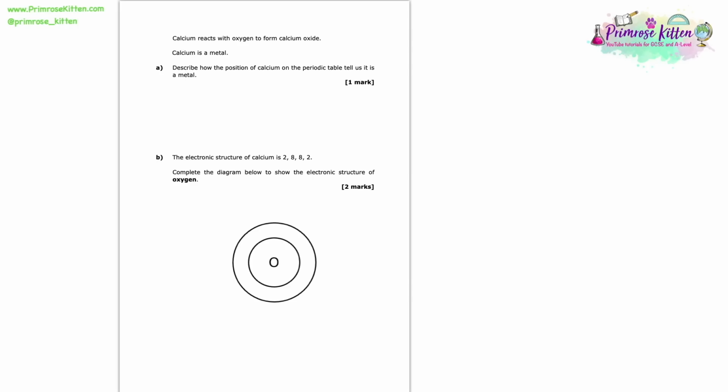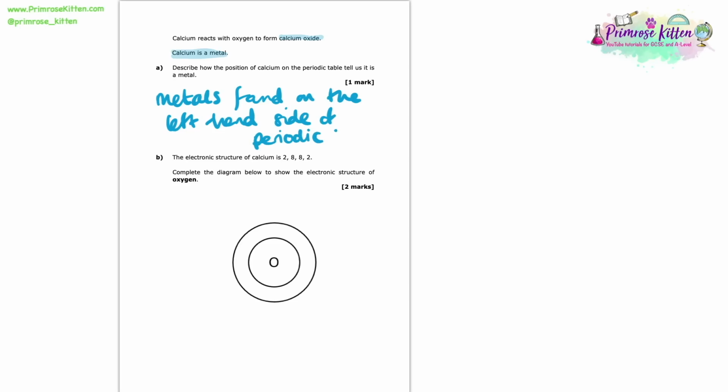Here we are told that calcium reacts with oxygen to form calcium oxide. We're told that calcium is a metal, and we're asked to describe how the position of calcium on the periodic table tells us that it is a metal. This is a little bit of knowledge that you're expected to know about the periodic table. We find metals over on the left-hand side of the periodic table, whereas the non-metals are found over on the right-hand side. If you look for calcium, which is in group 2, you can see that it is indeed on the left-hand side of the periodic table.